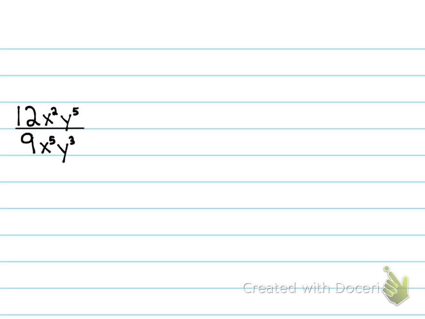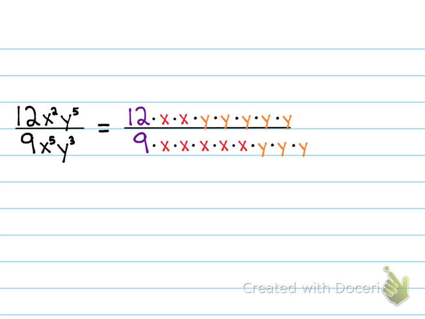Let's look at another one like that. So now I've got 12x squared y to the 5th. And then in the denominator, I've got 9x to the 5th, y to the 3rd. And looking at this, you can see that I'm going to be left with some x's down on the bottom, and that's certainly okay. So let's cross out our x's that we can. We've got 2 there that can cancel out. And let's cross out our y's that can be canceled out. And then we're going to look at the fraction 12 over 9.